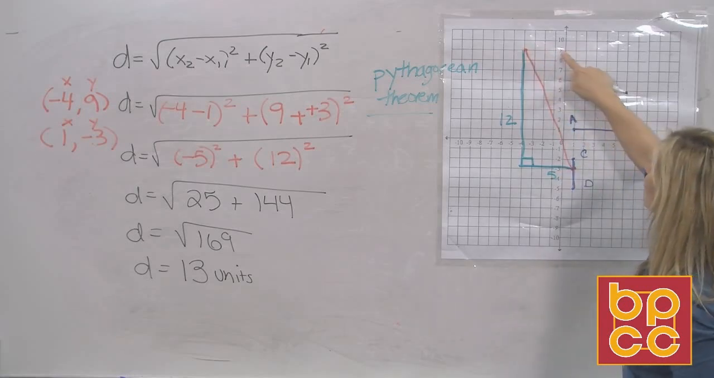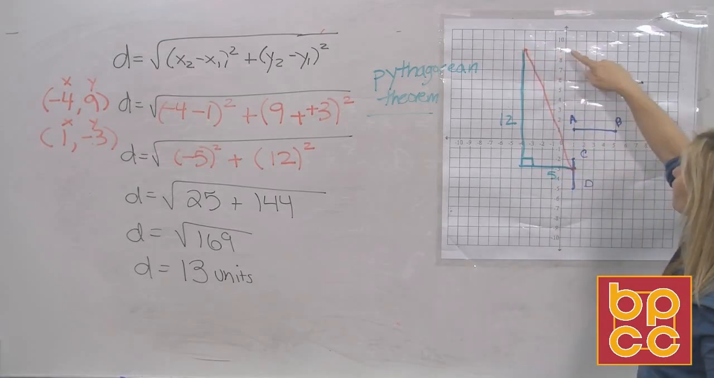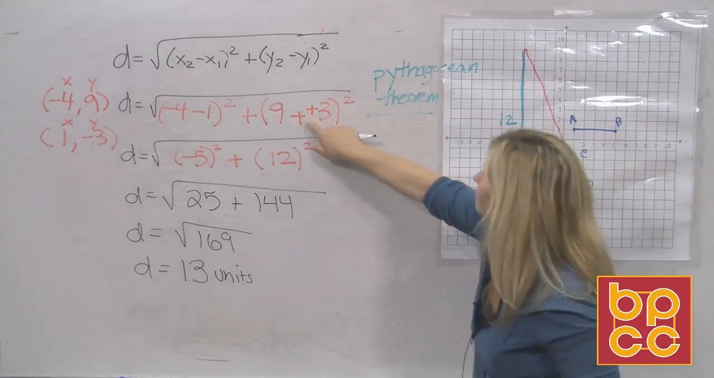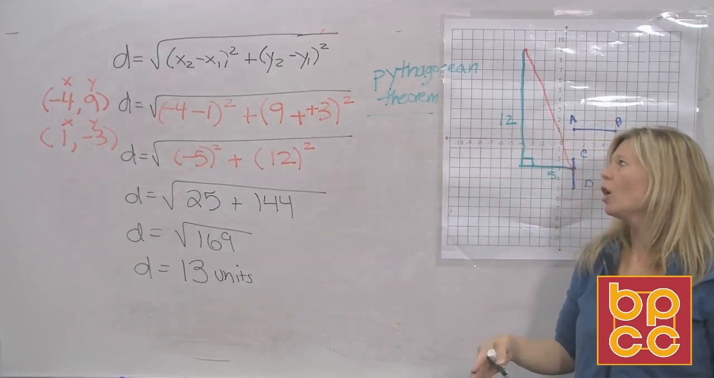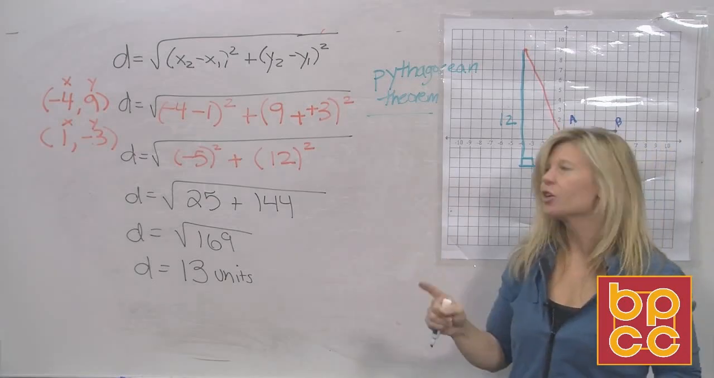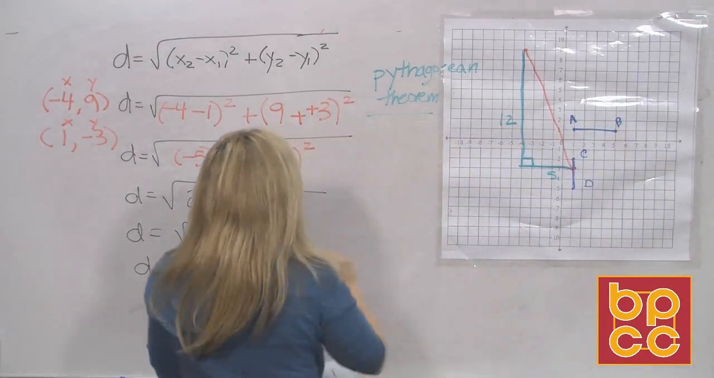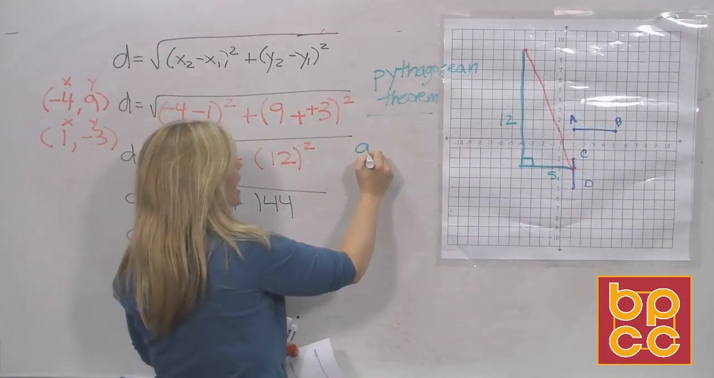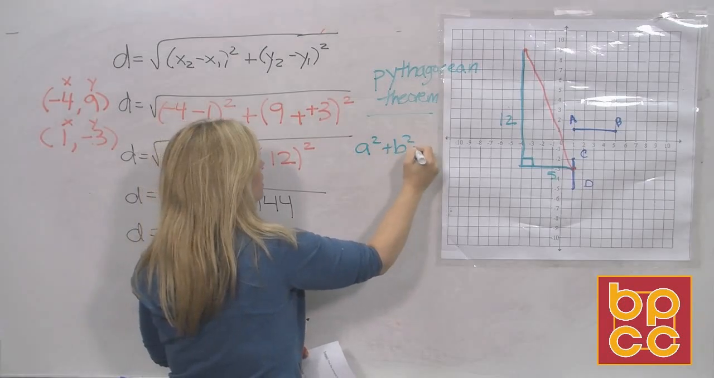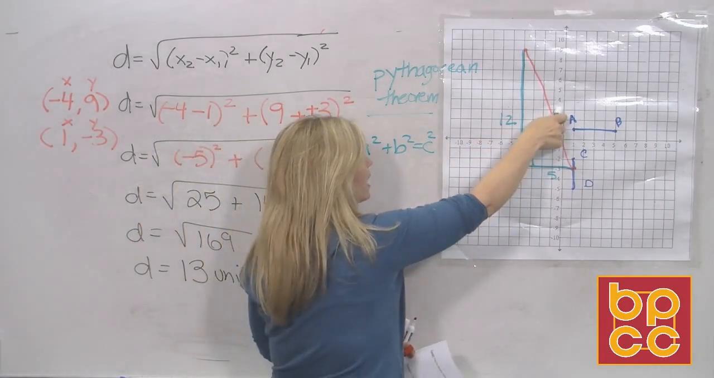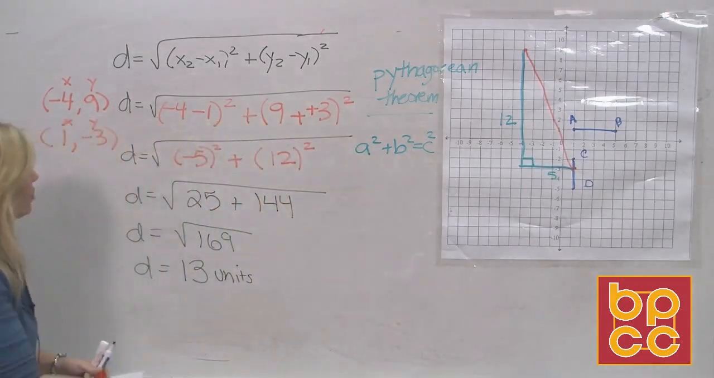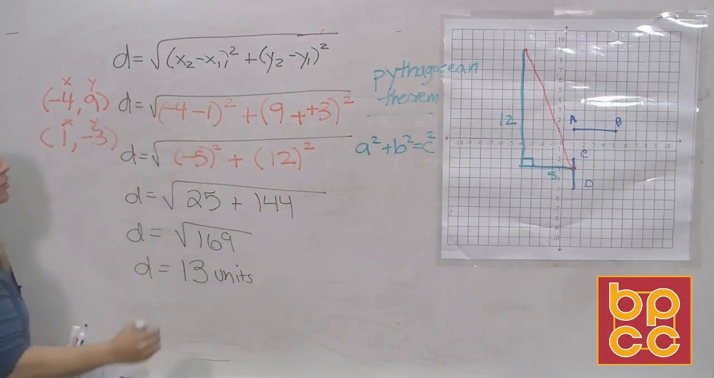This point's y value is at 9. I want the difference between negative 9 and 3, which is what you did here, which is 12. So what I want you all to notice is, if you had a good geometry teacher, you learned the Pythagorean theorem was a squared plus b squared equals c squared. The leg squared and the leg squared give you the hypotenuse squared. This formula up here is the Pythagorean theorem.